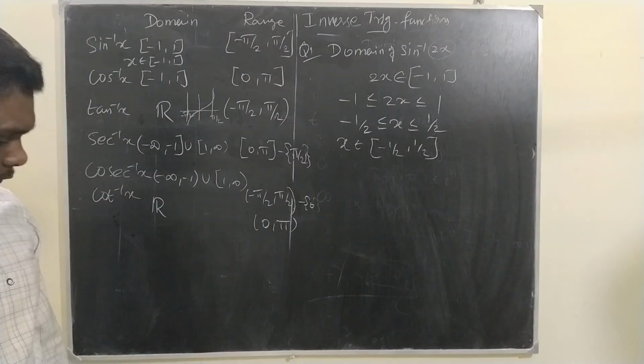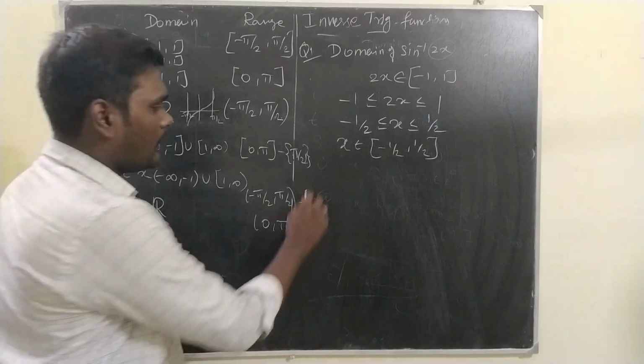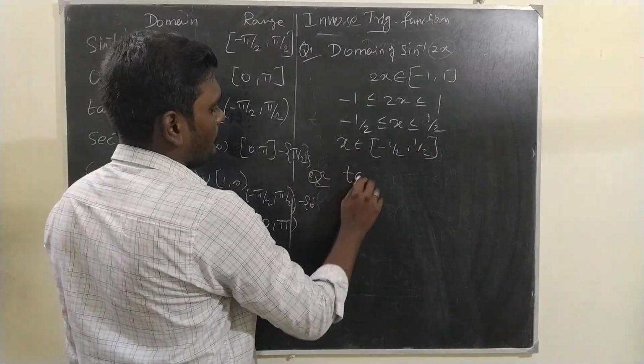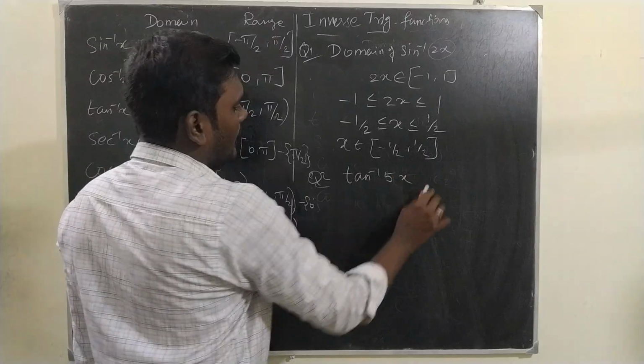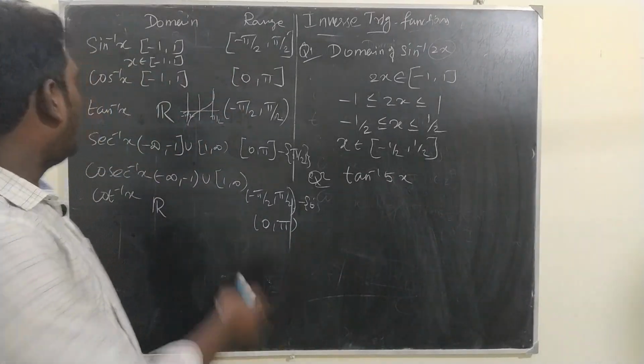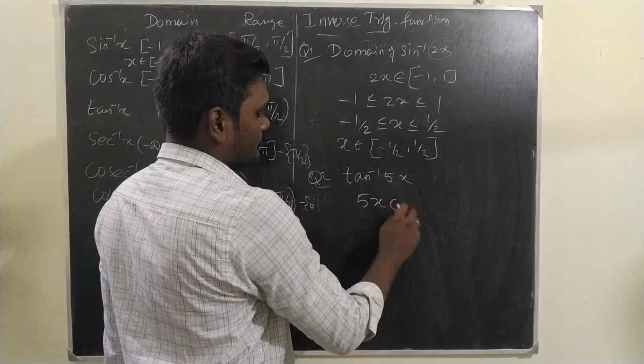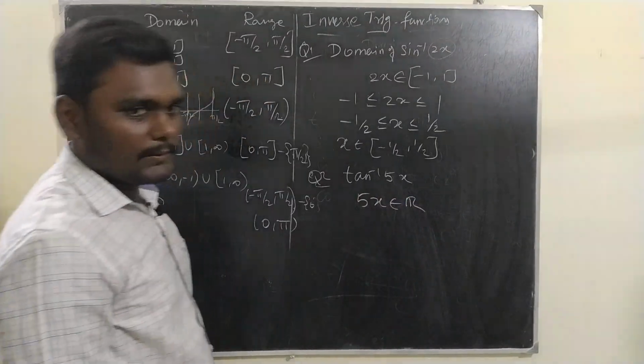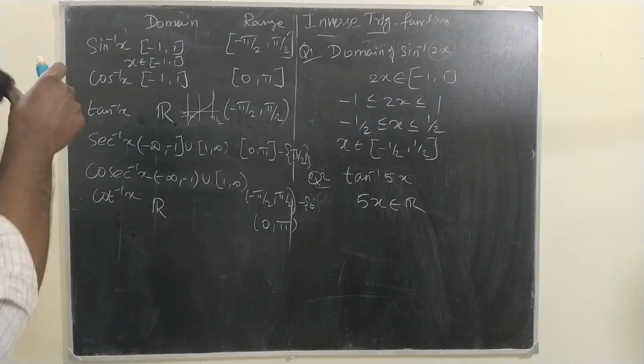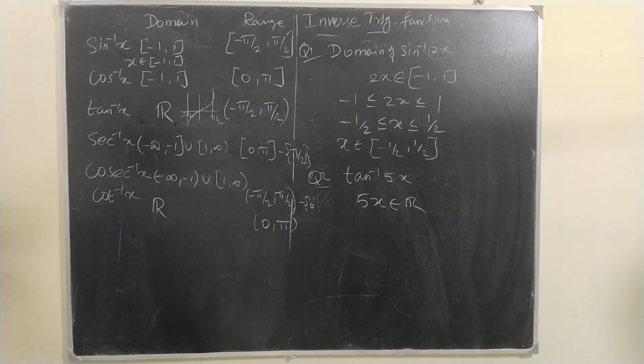And then the second question: domain of tan inverse of 5x. Guess what? Tan inverse of 5x. Here x belongs to real numbers, so 5x also belongs to real numbers. Got it? Any doubts in this?